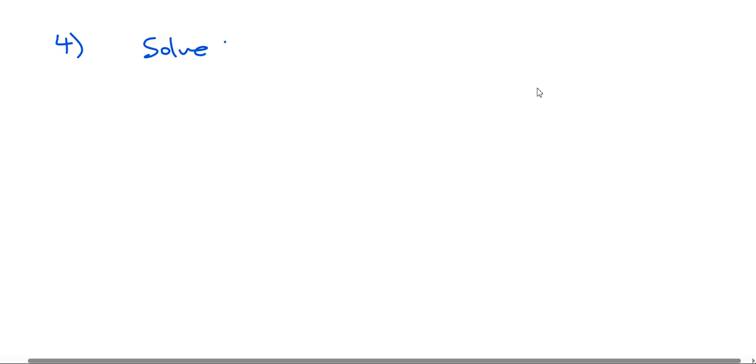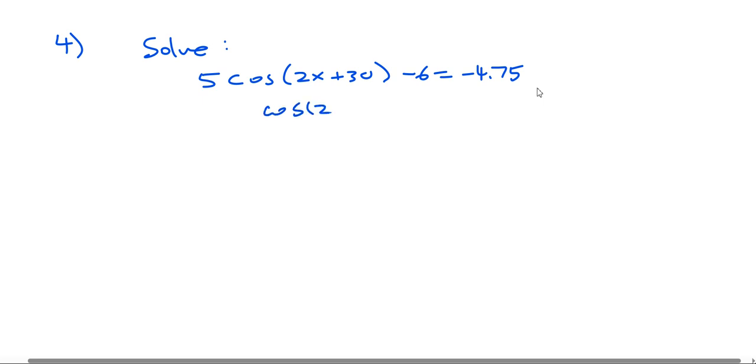Okay, but this time I'm going to give you all the stuff. So 5 cosine of 2x plus 30, minus 6 equals negative 4.75. And after we do this example, I'll show you the word problem where you're going to use this. Okay, so first things first, I've got to isolate this cosine. So 5 cosine of 2x plus 30 is equal to negative 4.75 plus 6. And so 5 cosine of 2x plus 30 equals, okay, I'm just going to grab a calculator.